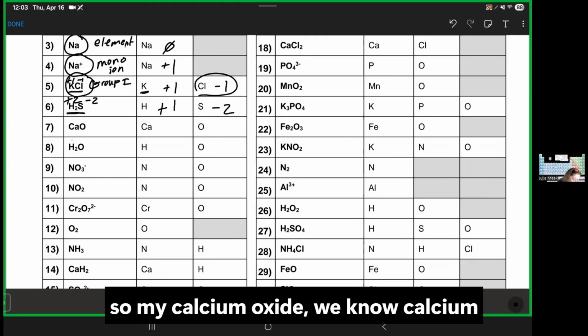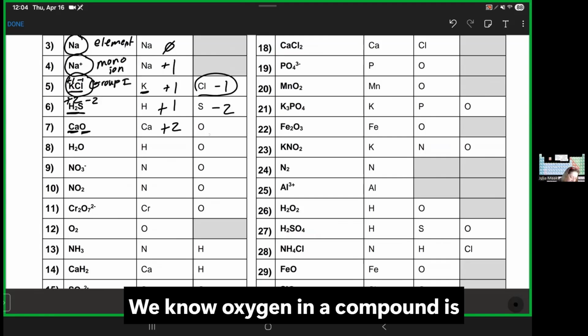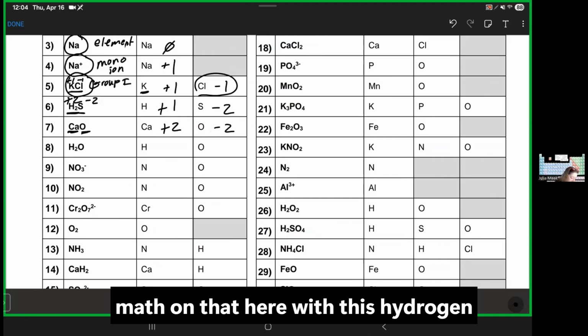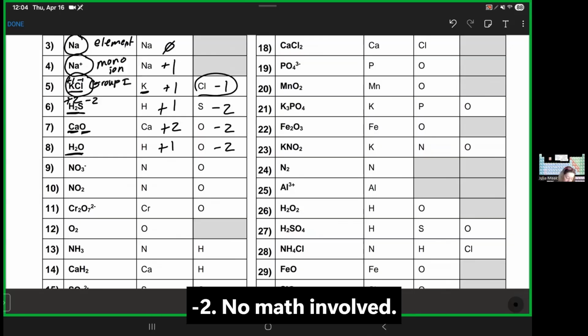Okay, so my calcium oxide, we know calcium is group 2. They are always +2. We know oxygen in a compound is -2. Didn't even have to do any math on that. Here with this, hydrogen in a compound we know is +1. Oxygen in a compound is -2. No math involved.